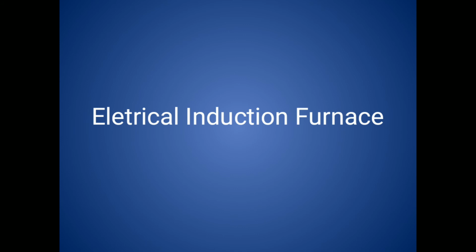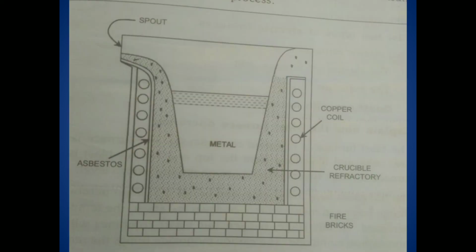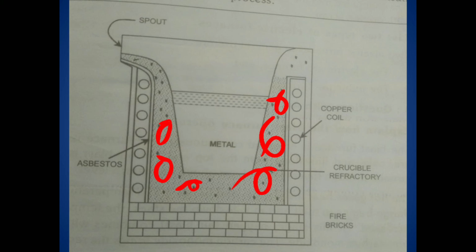So coming to the second method, the electrical induction furnace, this is the general sectional view of an electrical induction furnace, in which the high frequency furnace, the charge is contained in a crucible. So here we place our charge like pig iron or some scrap or alloy lime.